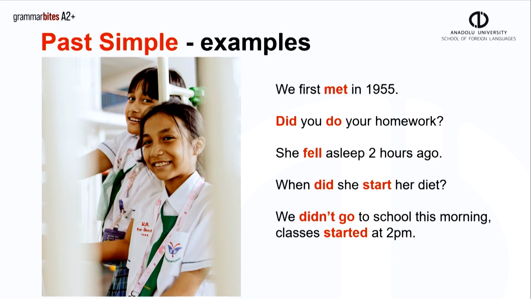Here we use verb 2 for positive sentences. Don't forget to use verb 1 with did in questions and didn't in negative sentences.